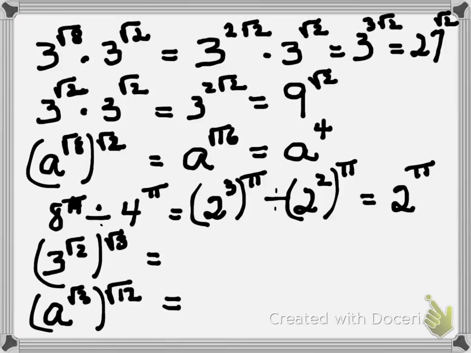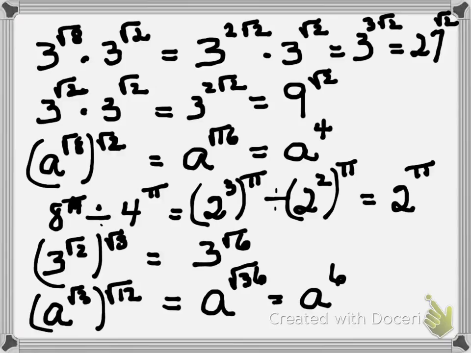So follow the basic rules for exponents. And don't deviate from those and you'll be okay. The next one, a power raised to a power, the square root of 2 times the square root of 3 is 3 to the square root of 6 as the exponent. And the next one, a, which is to the square root of 3 power, then raised to the square root of 12, multiply the exponents, and I have the square root of 36, which is equal to 6.